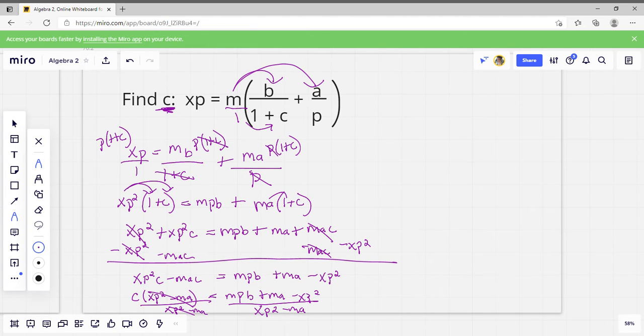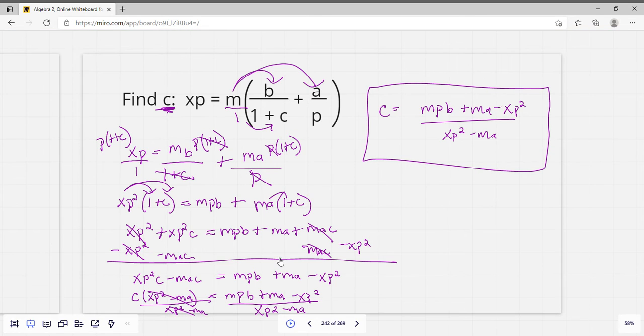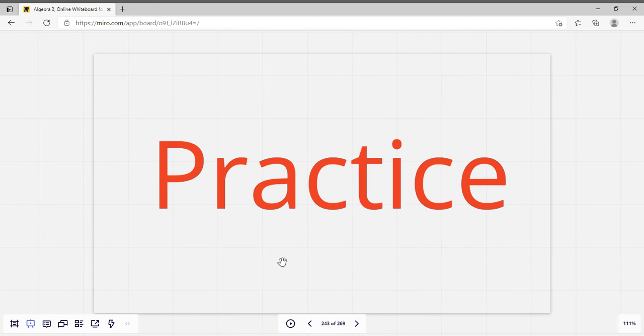those cancel, and so then I have my answer, c equals mpb plus ma minus xp squared over xp squared minus ma. And there's the answer. So basically, you're just moving the equation around. Go ahead and do the practice problem. There's only one, and then I'll work it for you.